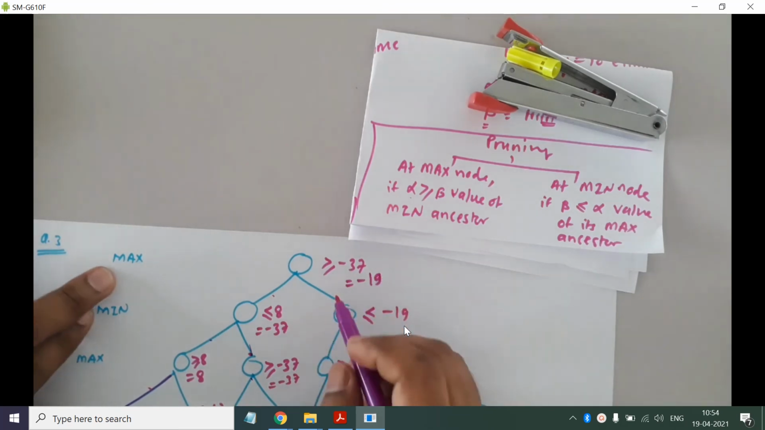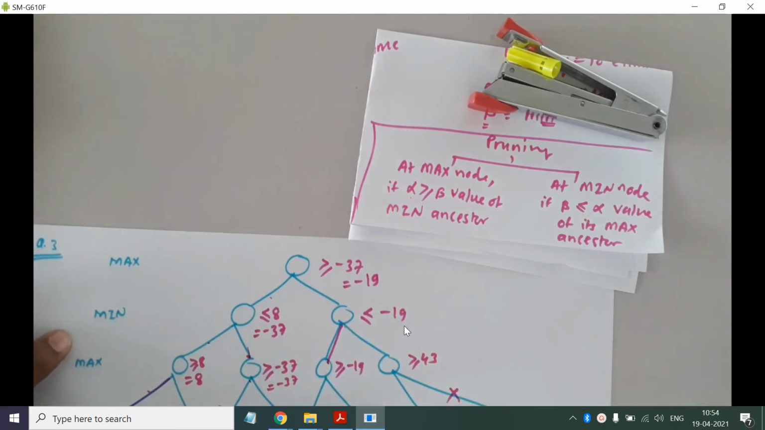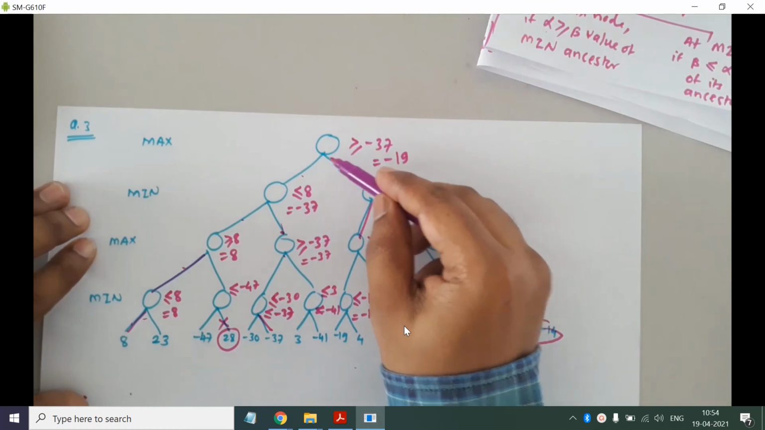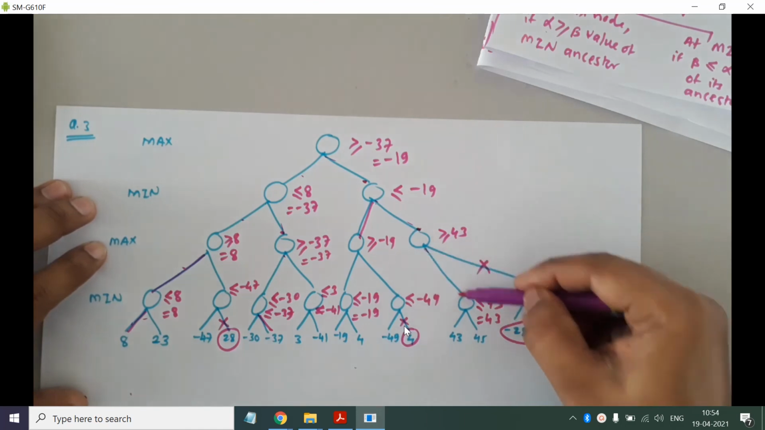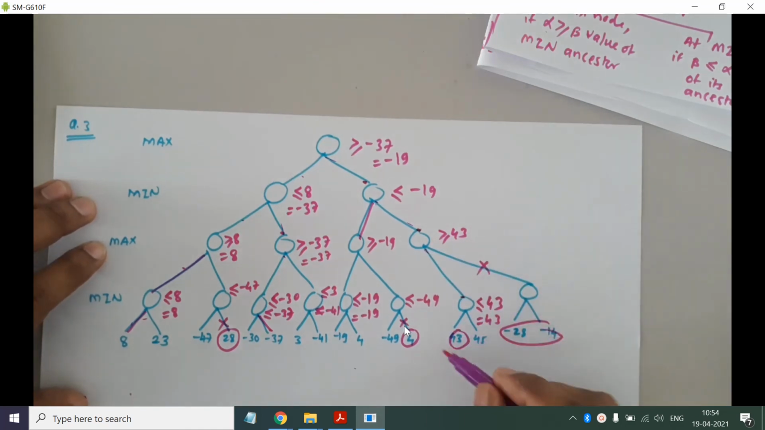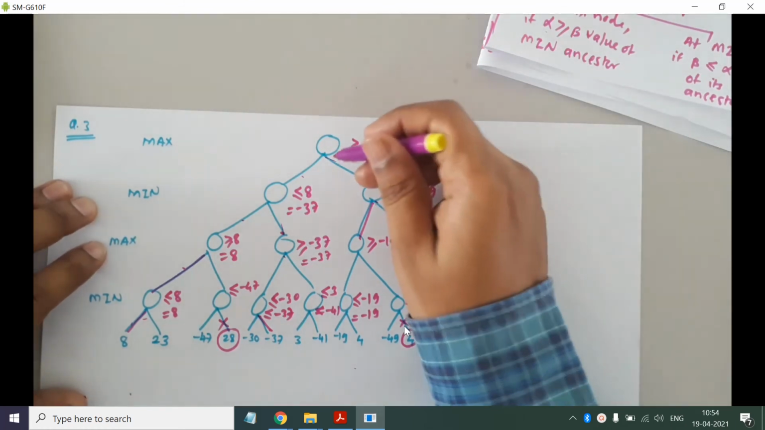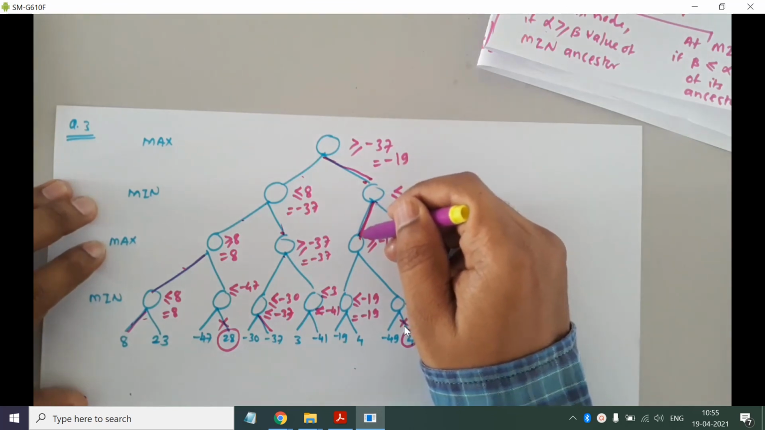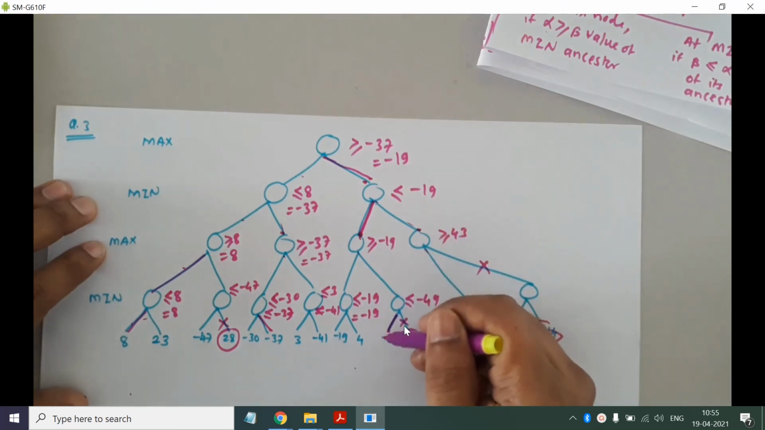So if max plays this one, min can play this value, because in this branch the value max can get is 43. If our max plays this move, and min plays this one, then max can play this, and then min in response can play 43. But here they have not played optimally. If max plays this one, then min will come up with this. Now if max goes here, then min will play this action and the reward will be minus 49.